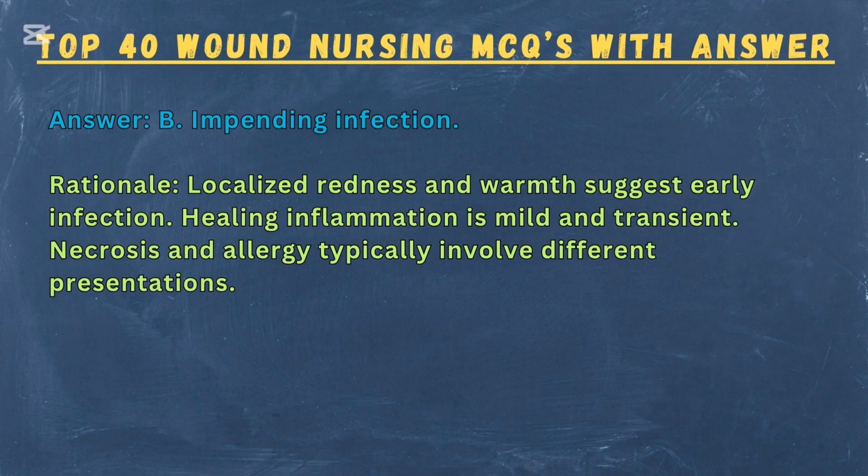Answer. B. Impending infection. Rationale. Localized redness and warmth suggest early infection. Healing inflammation is mild and transient. Necrosis and allergy typically involve different presentations.